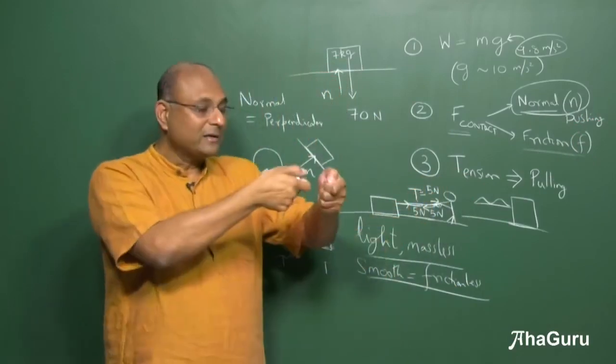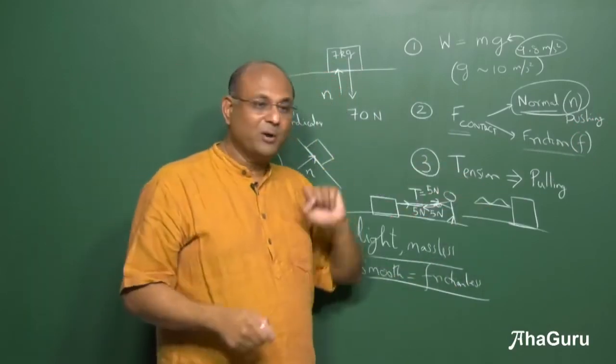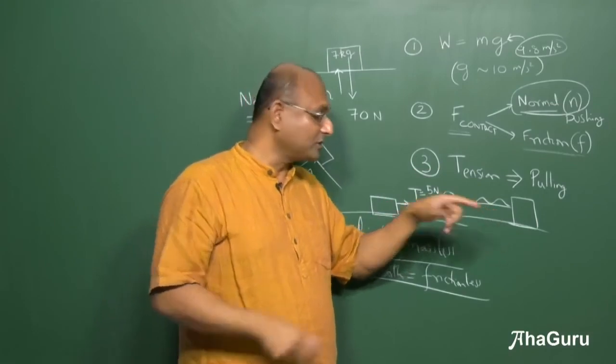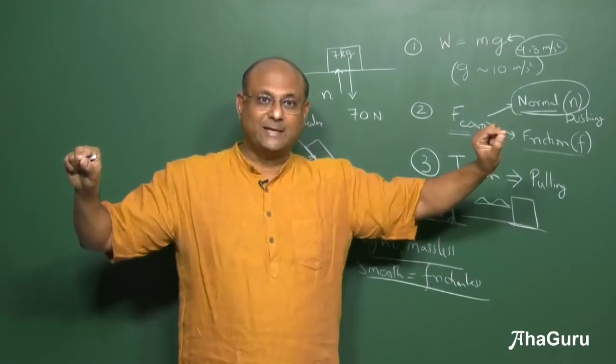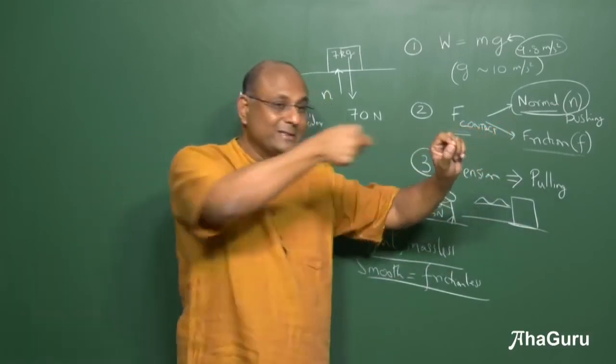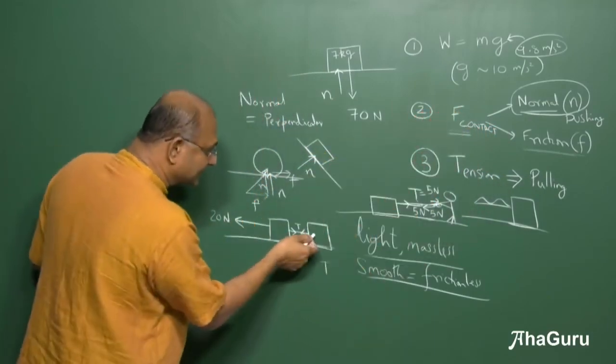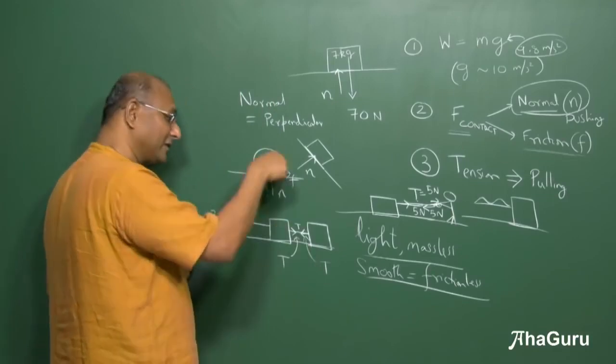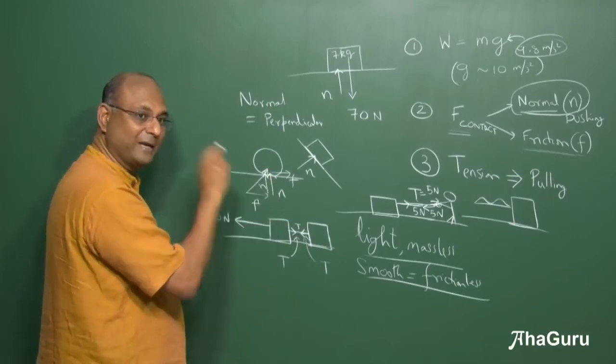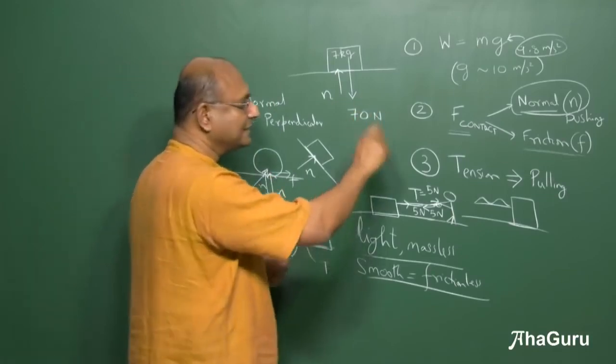Tension is what a rope is going to exert on a block. That is called a tension force. The rope itself has some tension. It is basically pulling on this side, it's also pulling on that side. So if on this side the tension is 5 newtons, on that side also the tension is 5 newtons. Okay, so these are the 3 important forces.